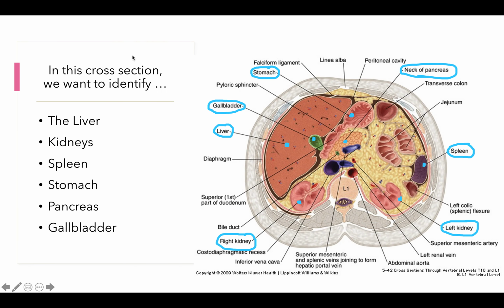In this cross-section, we want to identify the liver, which again is this large organ, the kidneys on either side over here, the spleen, which is this organ right here, the stomach is here, the pancreas, we can see part of the pancreas right here, and the gallbladder, resting inside the liver, nestled inside there.